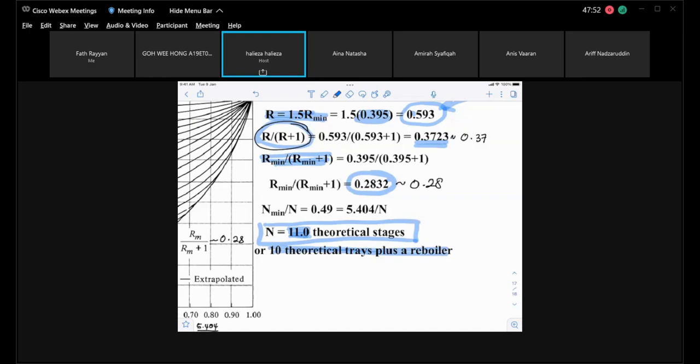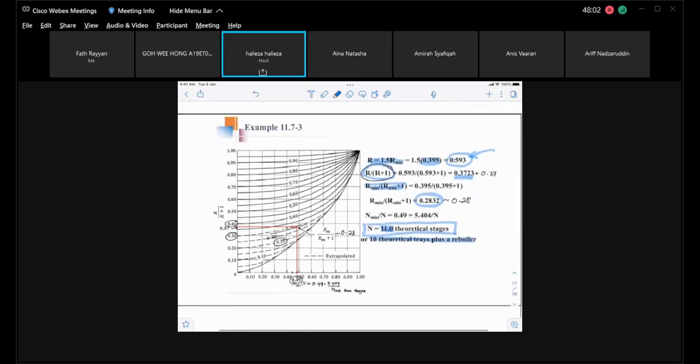Next, and before that, going to the feed location, any questions? I've been going through this example without asking you guys. Do you have any questions for me?